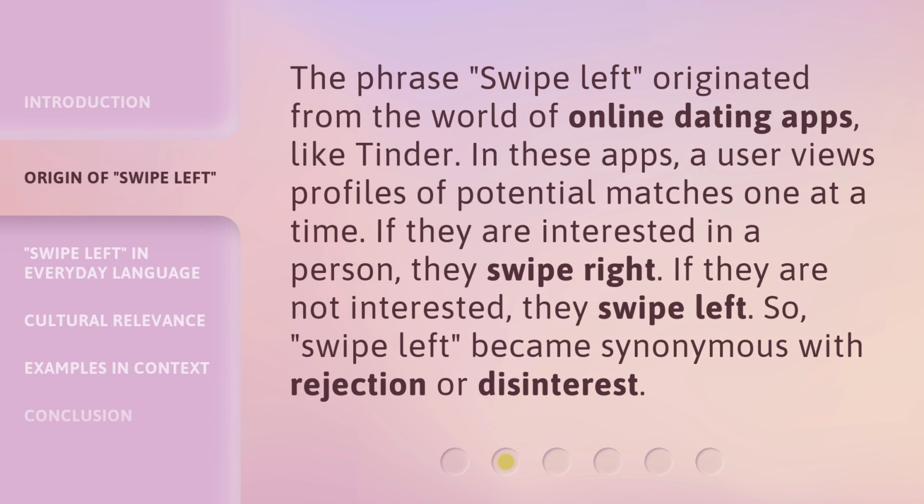The phrase, swipe left, originated from the world of online dating apps, like Tinder. In these apps, a user views profiles of potential matches one at a time. If they are interested in a person, they swipe right. If they are not interested, they swipe left. So, swipe left became synonymous with rejection or disinterest.